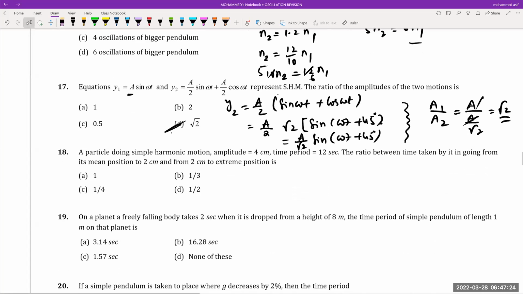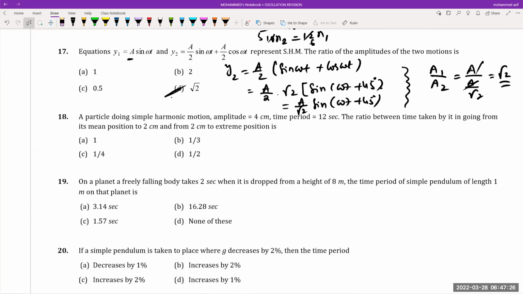15th one. A particle is doing simple harmonic motion of amplitude 4 centimeter and time period 12 seconds. The ratio between the time taken by it in going from the mean position to 2 centimeter and from 2 centimeter to the extreme position is how much?